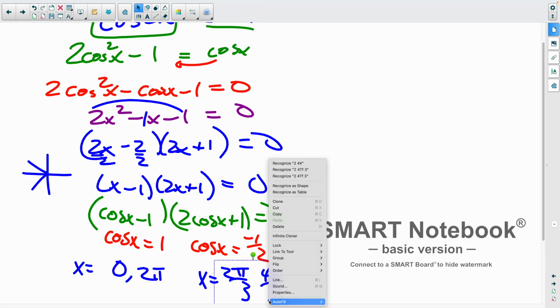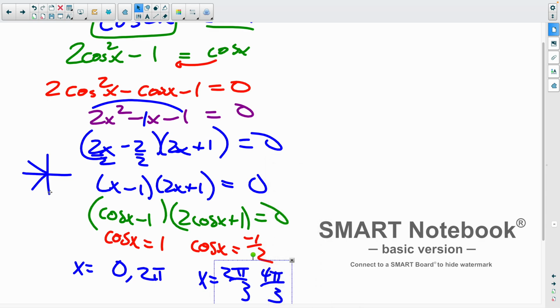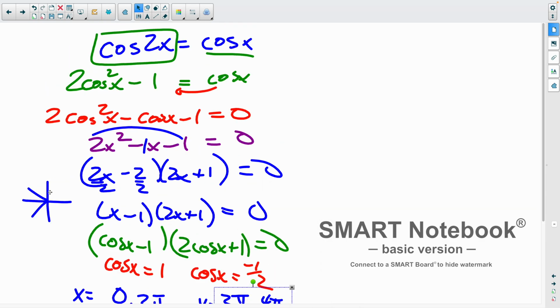Now, I'm going to do the same problem again. I'm going to do it differently now. Okay? So we solved that algebraically is what we did there. Let's solve it graphically now.